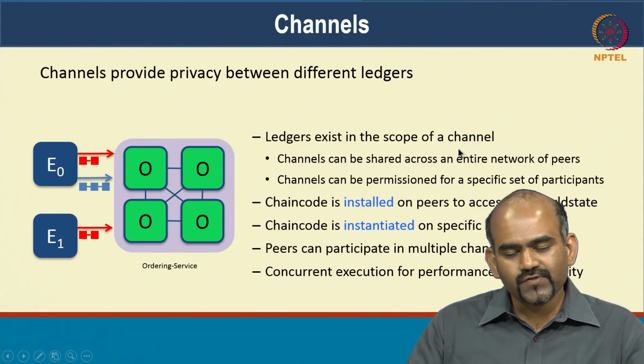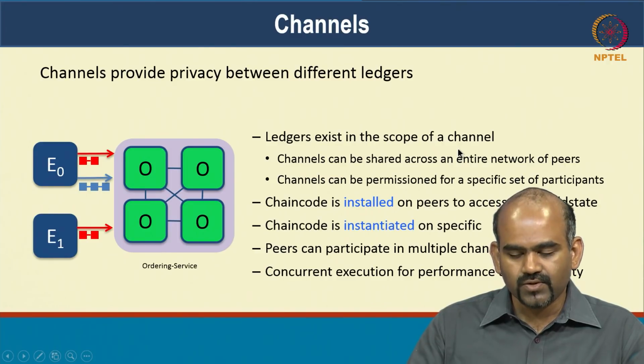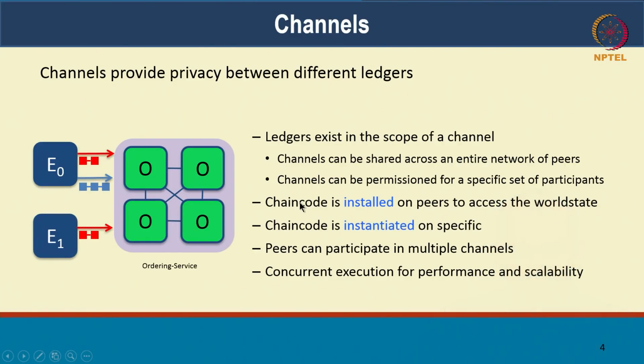And the notion of channels also segregates chain code. So the chain code is the smart contract, and the chain code is installed on the peers that provide access to the world state. Right? So the installation of the chain code, think of it as installing a piece of software, and that is done on a peer-to-peer basis. On each peer, you will have to go and install the chain code. So a copy of the chain code is going to be running on each peer that needs to run that chain code. But chain code is instantiated for a specific channel.